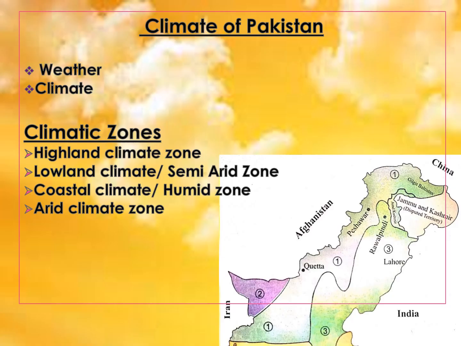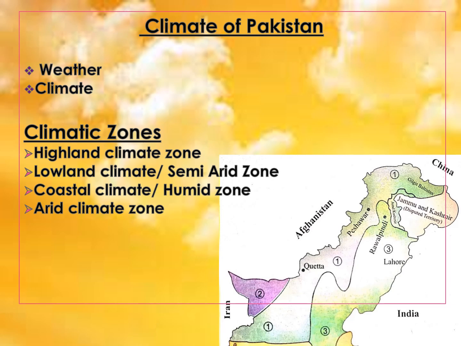Now, in climate of Pakistan, first of all we have to understand what is the difference between weather and climate. Weather refers to the atmospheric conditions like temperature, rainfall, humidity, air pressure, and direction of winds of any place for a short period of time, usually one day, and it is often localized. Whereas climate refers to the average weather conditions of the same things, like temperature, rainfall, humidity, air pressure, of a place for a long period of time, usually 30 years.